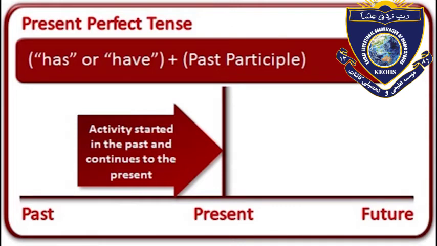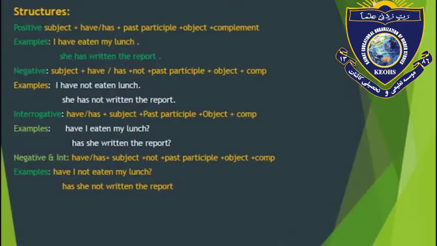Here is a diagram. Take a look at this diagram. Present perfect tense. We use the auxiliary verb has or have. We use has for the singular pronoun or nouns, and we use have for the plural nouns and pronouns. Plus the past participle. Past participle is the third form of the verb. Present perfect tense shows activities started in the past and continuing to the present. Here is the structure of present perfect tense. Based on this structure, you will be able to make your own sentences. Let's study this structure together.